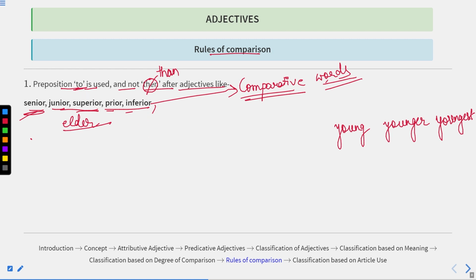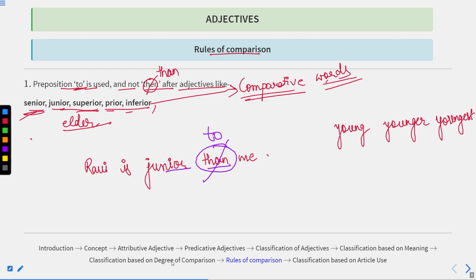So we just use the preposition "to", not "than". For example, if I say "Ravi is junior than me", this sentence is incorrect. Why so? Because I have used junior, so I cannot use "than". Instead, I should use "to". So the correct sentence will be "Ravi is junior to me", or "I'm senior to Ravi". After these words, we should use "to", not "than".